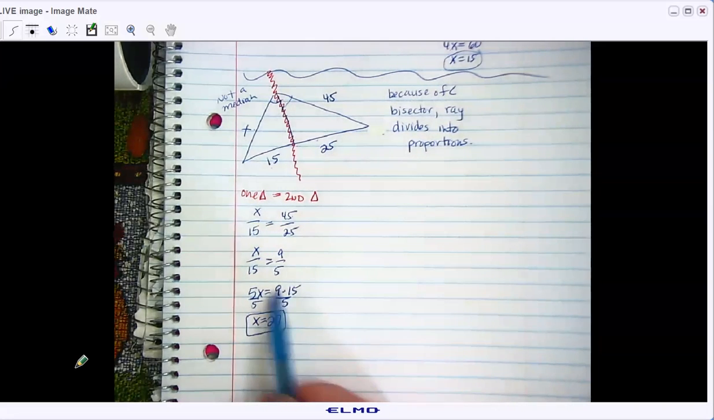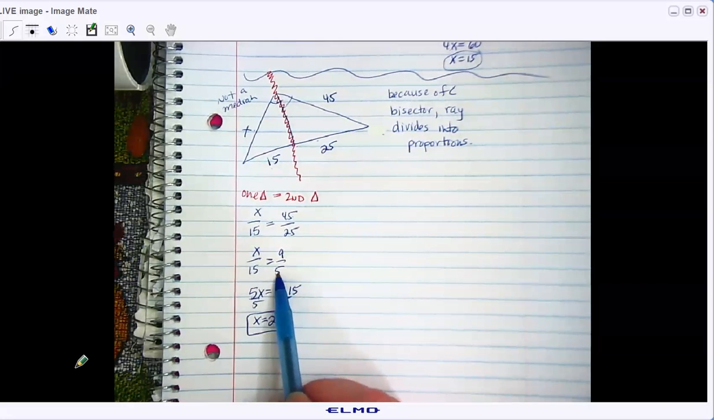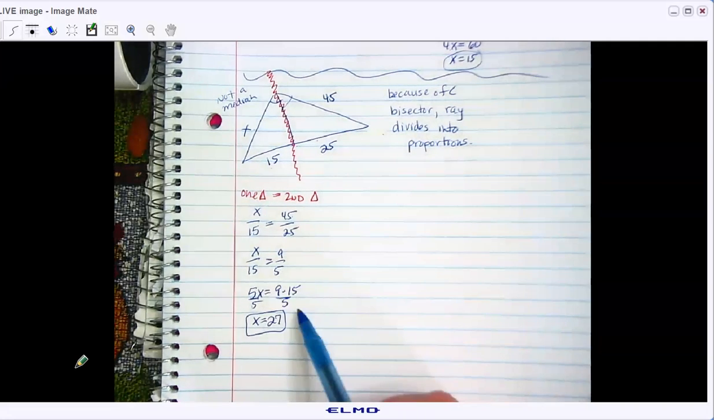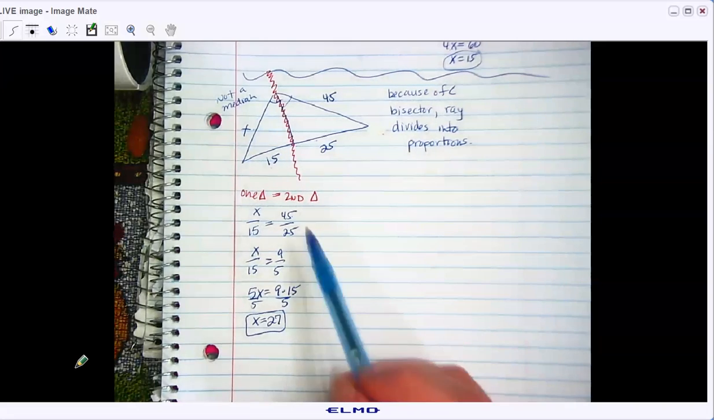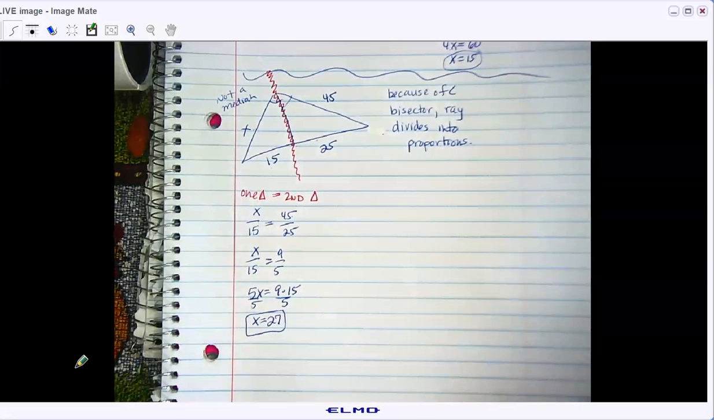This will only work if these go in evenly. If that were a 4, you wouldn't have a pattern. You'd have to cross multiply. But if you do see it, that's fine. Remember, you have to show work. The x over 15 and 9 over 5 is showing work for me, and then you can write 27, I'm fine.